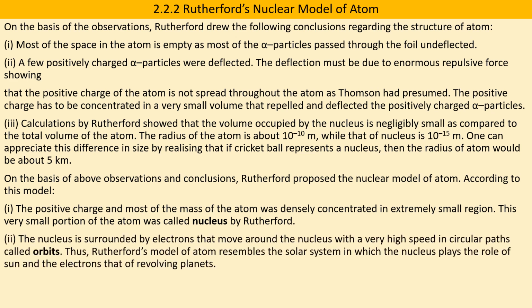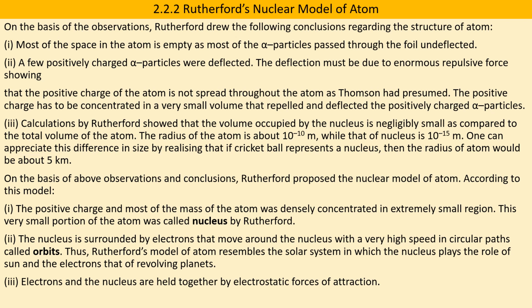The nucleus is surrounded by electrons that move around the nucleus with a very high speed in circular paths called orbits. Thus, Rutherford's model of the atom resembles the solar system, in which the nucleus plays the role of the sun and electrons that of the planets. The final observation was that electrons and nucleus are held together by electrostatic forces of attraction.